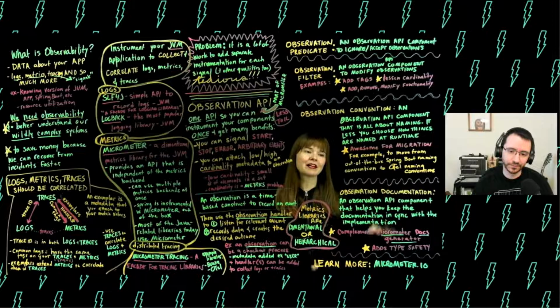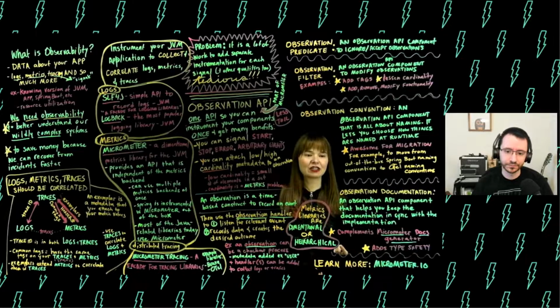And then finally, we talked about observation documentation. So this helps you keep your documentation in sync with the implementation. Micrometer has a Micrometer docs generator. So you can generate the documentation and then use the observation documentation API component to help keep it in sync. So this also can add type safety. And I think that's everything we talked about.